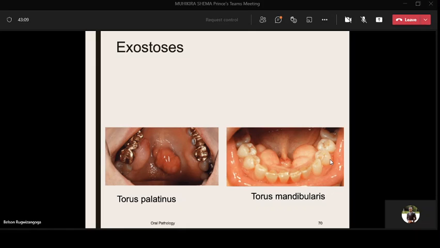So here we have them in the oral cavity. We saw torus palatinus, and we also saw torus mandibularis, which is bilateral, as we saw before. So there is overgrowth of the mandible bone here. Here it is overgrowth of the maxilla bone. So it can be called a torus.